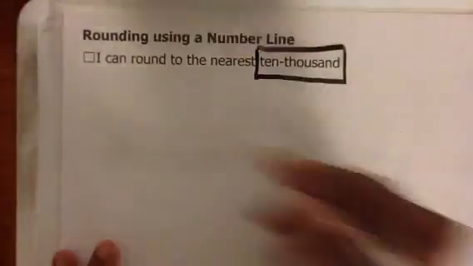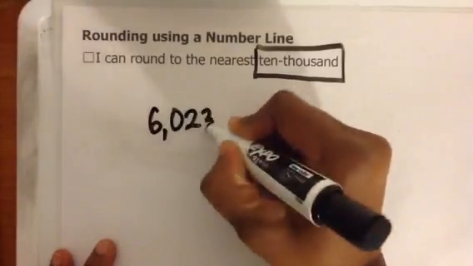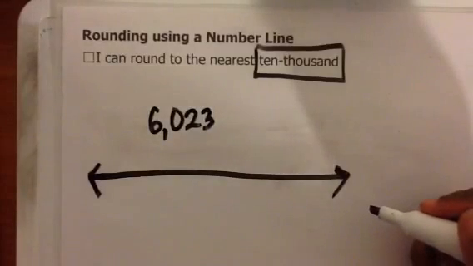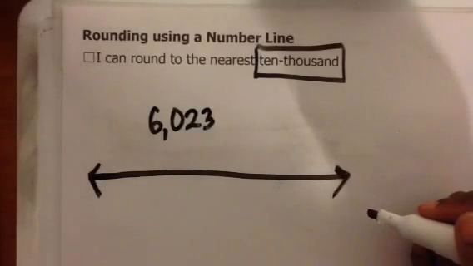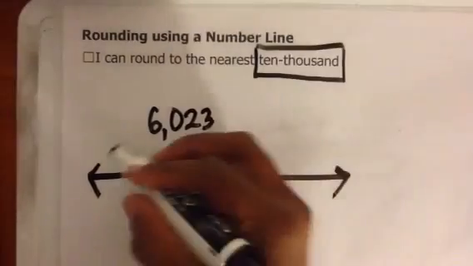Let's begin. Let's round 6,023 to the nearest 10,000. And by the way, the place value that you're rounding to should be the last word that you say when checking your answer. So when I'm rounding to the nearest 10,000, my answer is going to end in a 10,000. It might be 10,000, 20,000, 30,000, 40,000, but a 10,000 should be the last thing that I say.